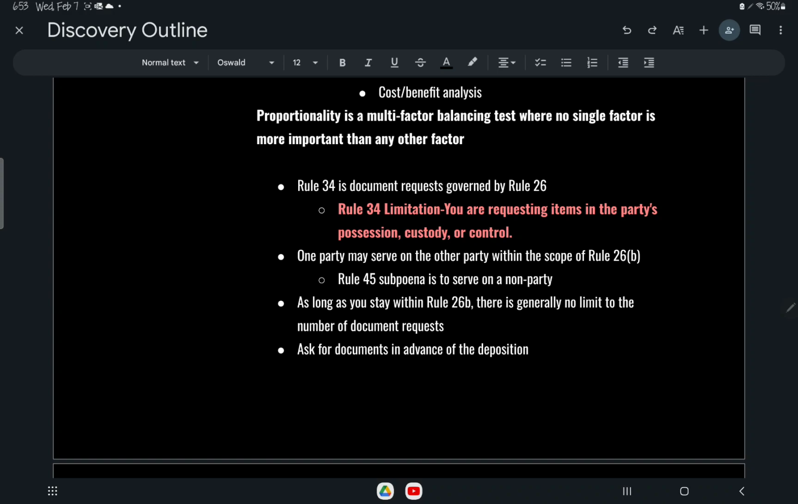Rule 34 is document requests, governed by Rule 26. There's a limitation on Rule 34: you are requesting items in the party's possession, custody, or control. One party may serve on the other party within the scope of Rule 26(b). A Rule 45 subpoena is to serve on a non-party. As long as you stay within Rule 26(b), there's generally no limit to the number of documents you can request. Ask for documents in advance of the deposition.